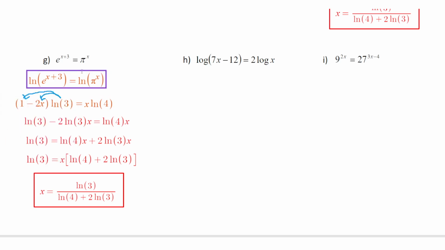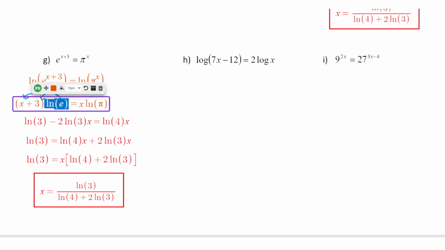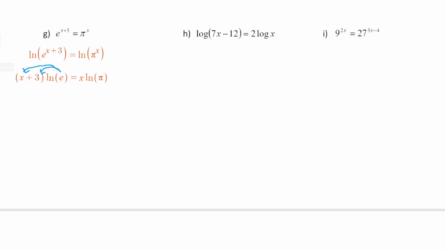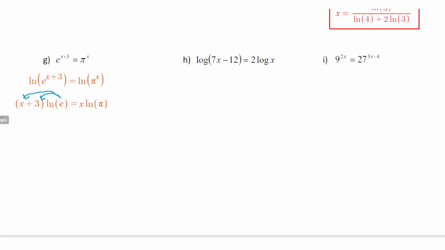Right? And then I'm going to use that power property to bring the x out to the side. Okay, so I should have x plus 3 here. And here I have the natural log of e, which actually is going to simplify a little easier, because this one actually works out a little easier than the last one. Only because the natural log of e is just 1. So I actually don't need to distribute here. This is just going to be x plus 3 equals x times the natural log of pi.